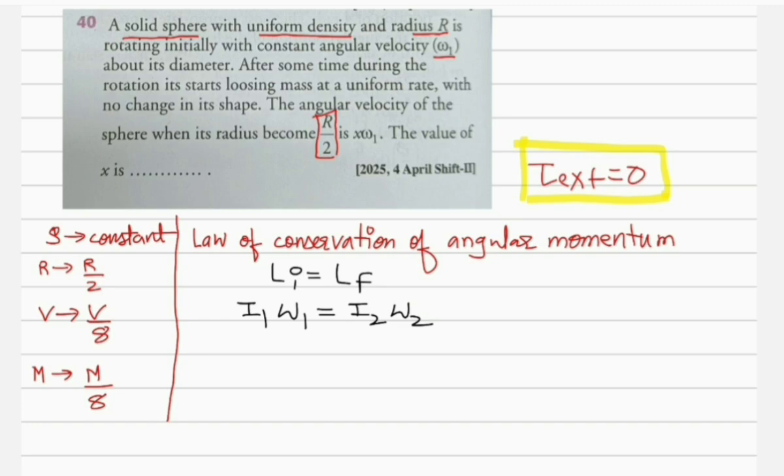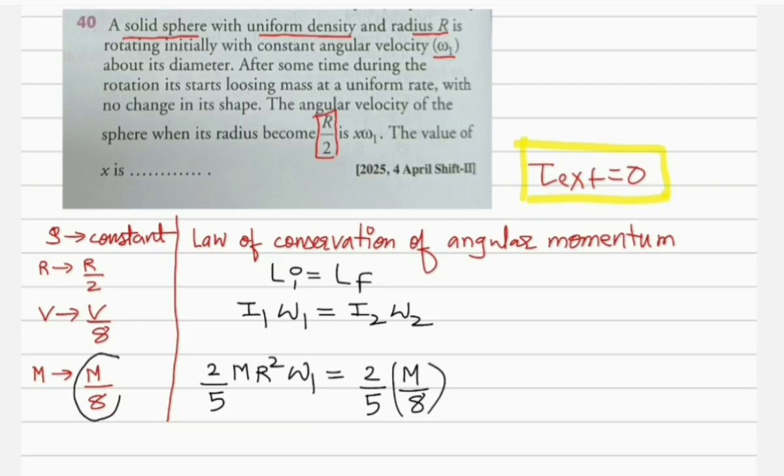Now what is the initial moment of inertia I1, students? Tell me. 2/5 mr² into omega 1 as it is. That is equal to the final moment of inertia I2, so 2/5. What about the mass? Mass is becoming 1/8 times, so we have to take m/8. 2/5 into mass m/8 into the square of the radius. How much is the new radius? It's half of the original one, so r/2 the whole square, into omega 2 as it is.